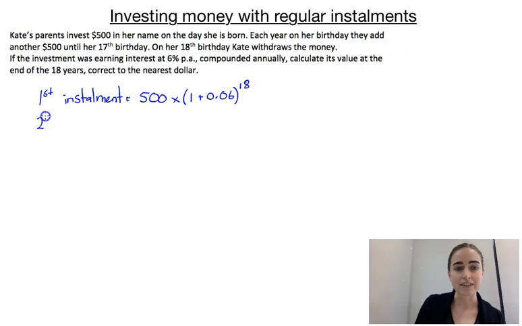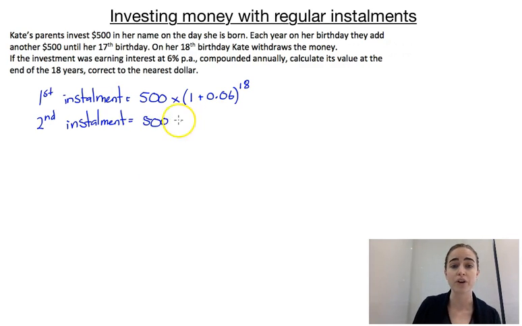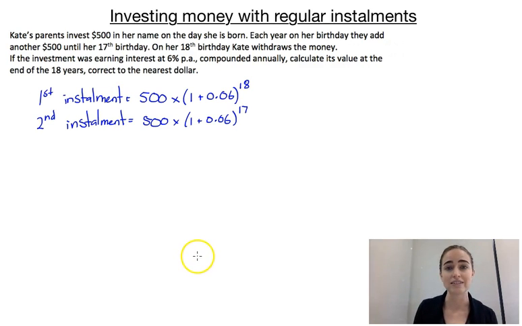Let's think about the second installment now. This is the $500 that's invested on her first birthday. So it's still earning compound interest at that same 6%, but this time it's only going to be in there for 17 years. Now we could do this for the third, the fourth, the fifth, all the way down till the 18th installment, which happened on her 17th birthday. That was the 18th installment, even though it's only her 17th birthday, because the first installment happened on the day she was born, so her 0th birthday, if you like. But we're not going to write them all out. Instead, we're just going to go dot, dot, dot.